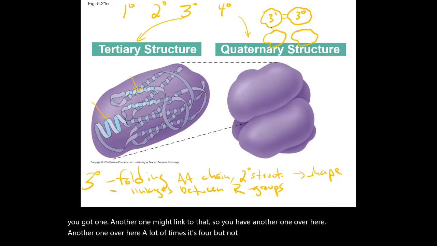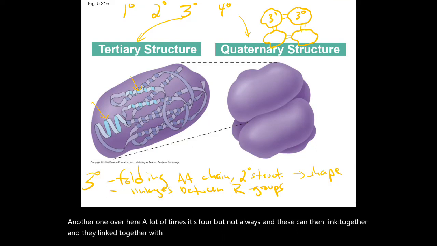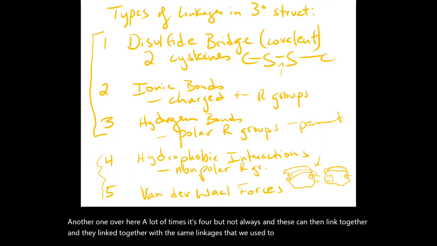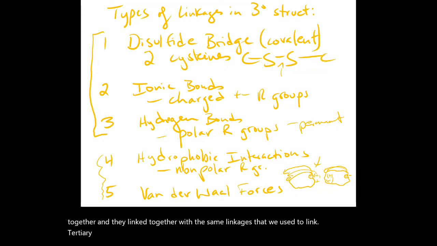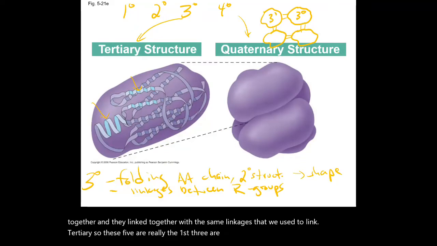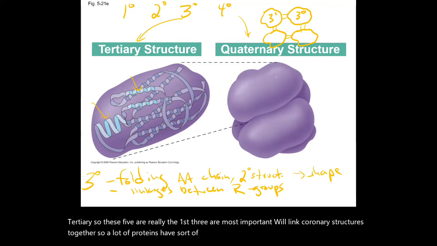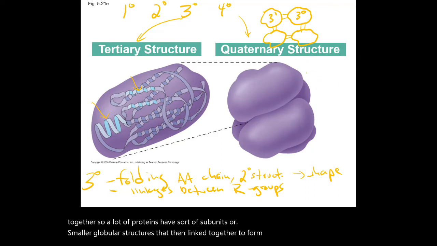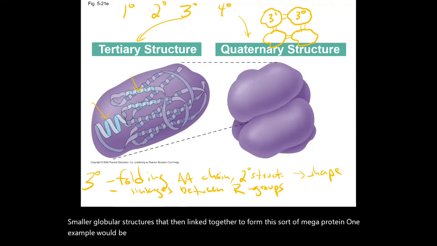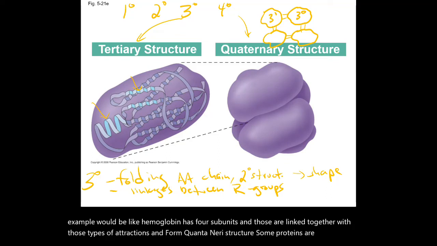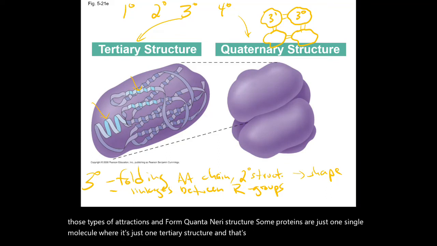And these can then link together, and they link together with the same linkages that we use to link tertiary. So these 5, the first 3 are most important, will link quaternary structures together. So a lot of proteins have sort of subunits or smaller globular structures that then link together to form this sort of mega protein. One example would be like hemoglobin has 4 subunits, and those are linked together with those types of attractions and form quaternary structure. Some proteins are just one single molecule, where it's just one tertiary structure and that's it, and it's finished. But some have that higher level.